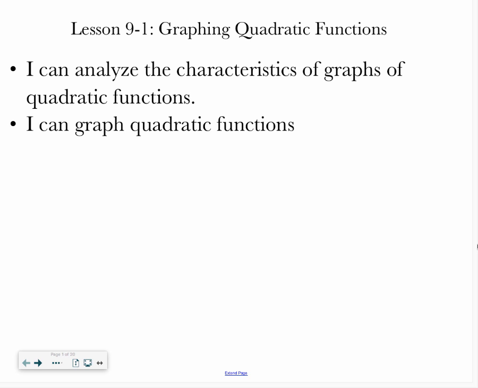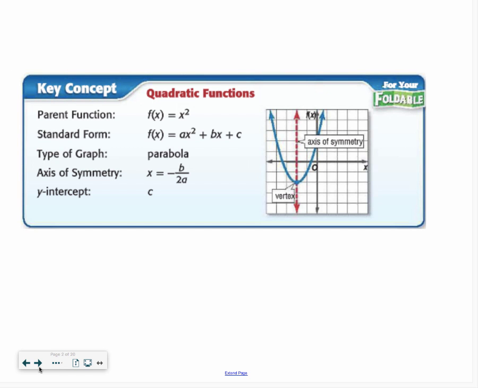By the end of this lesson, you should be able to analyze the characteristics of graphs of quadratic functions, and you should be able to graph quadratic functions. So let's jump into talking about what a quadratic function is.